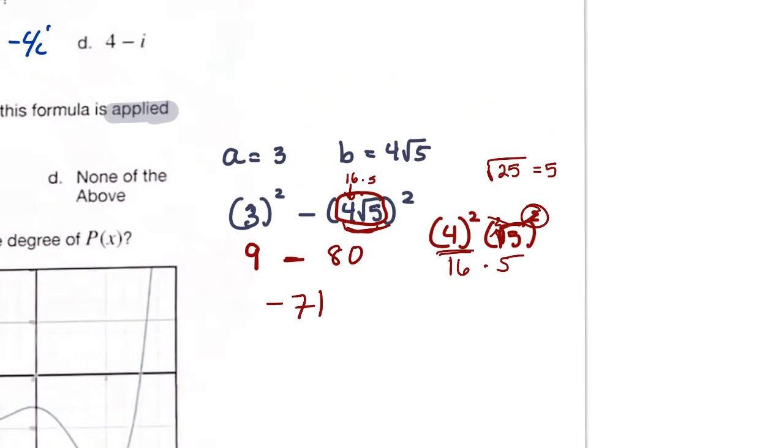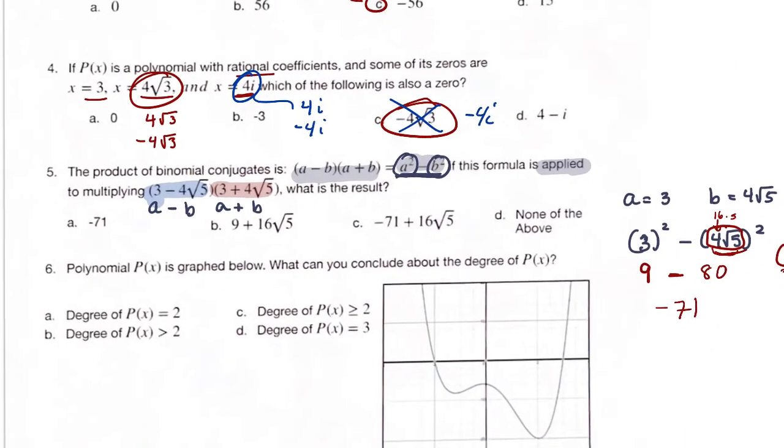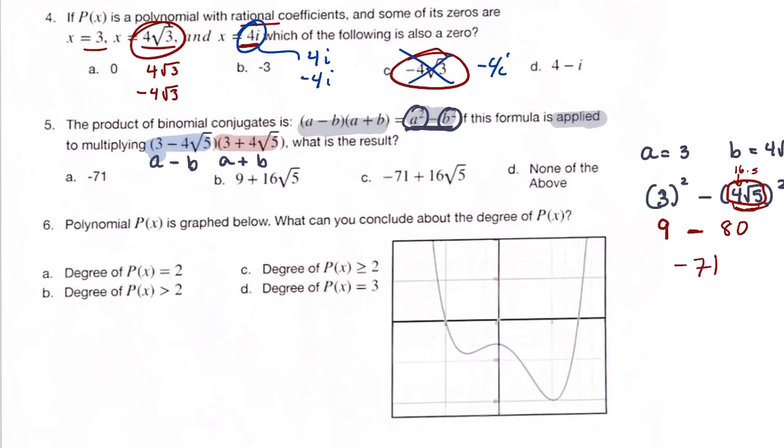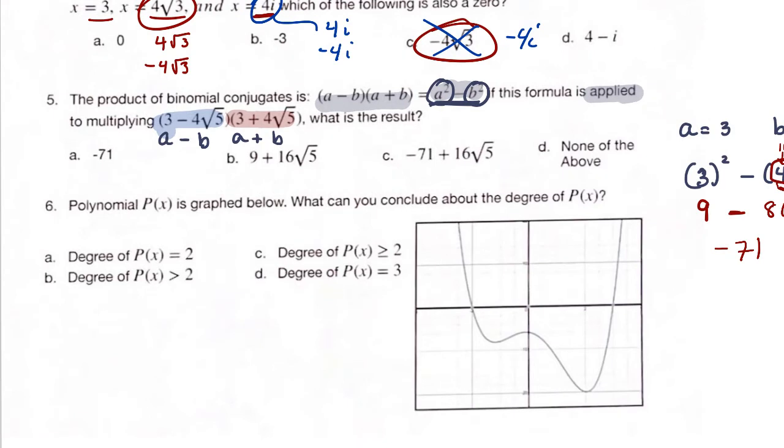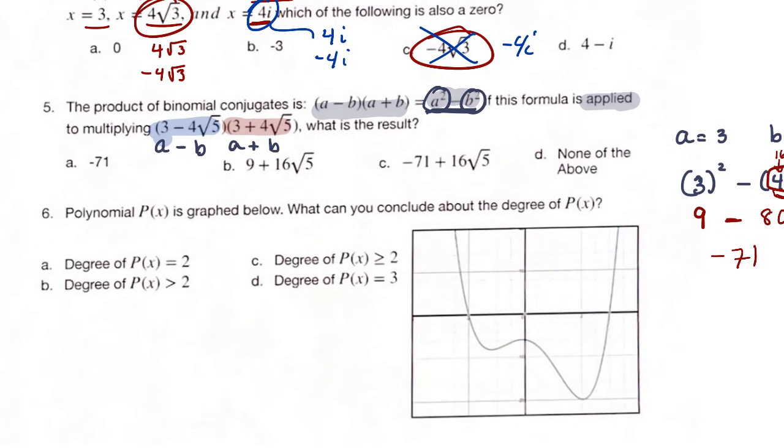So that's what we get when we apply that formula that they asked us to apply to it, that negative 71. Now that's not the only way to do this. We know how to multiply binomials, so you could just do your distributing of the 3 to both terms, the negative 4 root 5. And if you do all that math correctly and simplify it, you'll get negative 71 also.